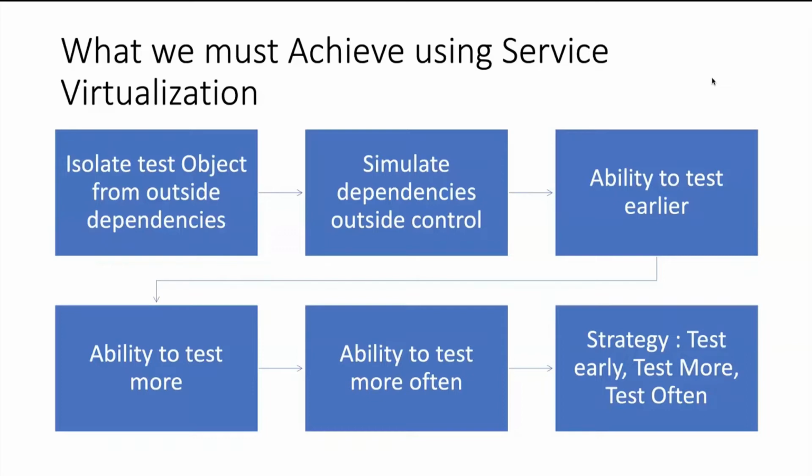Our strategy should always be to test early, test more, and test often. If your mocks and simulations are helping you do all three, which are part of your strategy, it means your stubbing and virtualization is fine. So this is what we look for when we are planning for service virtualization. Any confusion? Because this is important. What you will be doing is this.